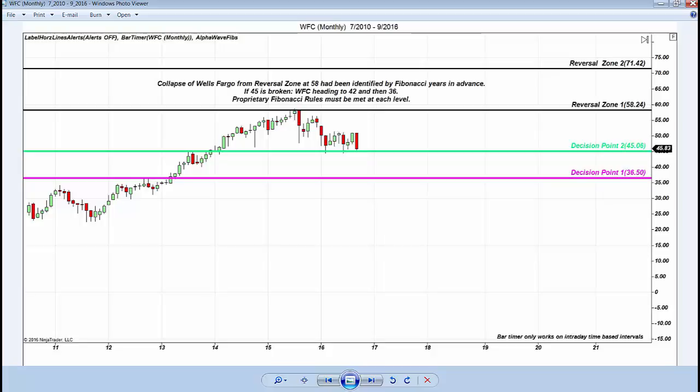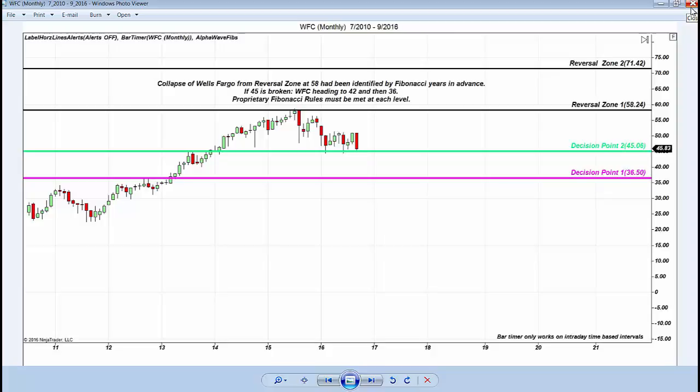I will gladly take a look at Wells Fargo next, but as you could see, all the levels in front of you and where Wells Fargo is heading next. It will give you a bit of a bump at 42, and that's when it's going to become very interesting at 36. That's Wells Fargo. This level's been spelled out by the price years in advance.